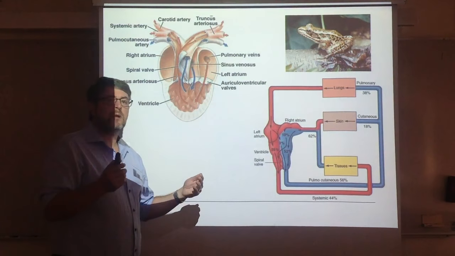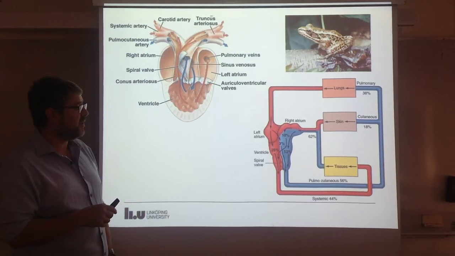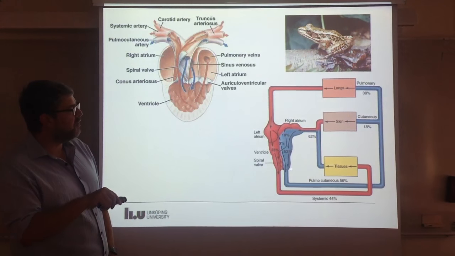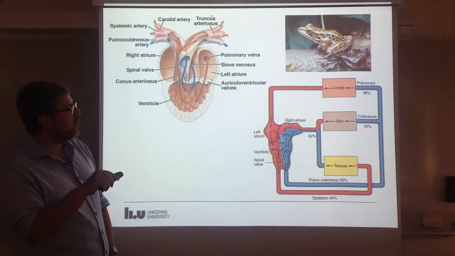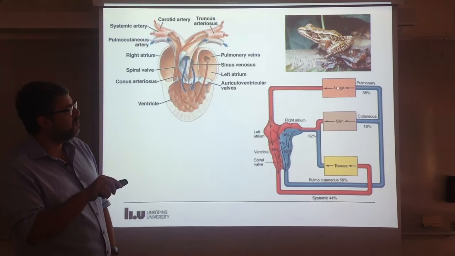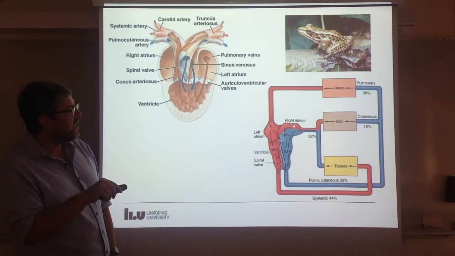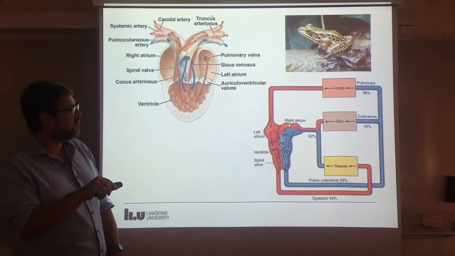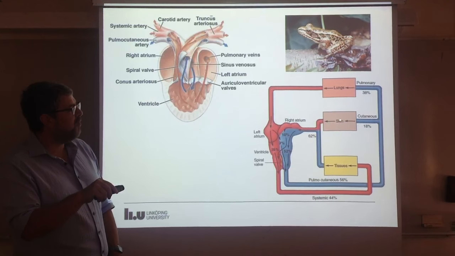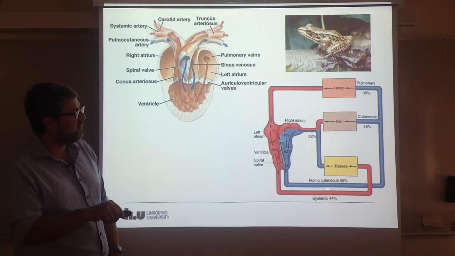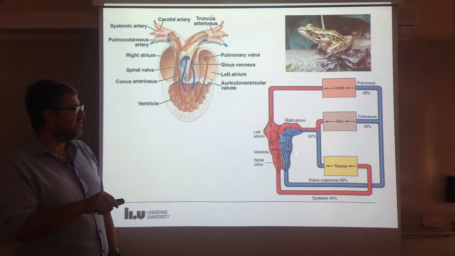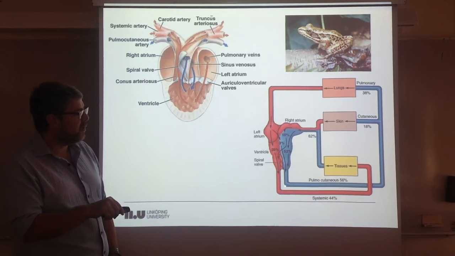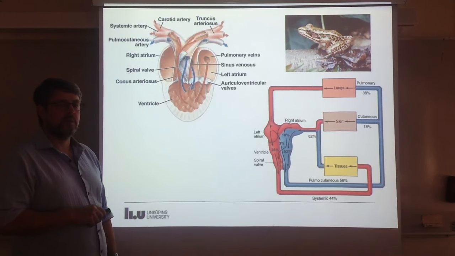In fact, the system is particularly efficient. What you see here is the degree of mixing. In red we always indicate oxygenated blood, blood returning from the lungs or the skin, returning either to the left or the right atrium. But notice that because of the presence of the spiral valve, most of the oxygenated blood returning from the skin into the right atrium will end up in the systemic circuit again. And it's the deoxygenated blood that will go into the pulmonocutaneous artery.